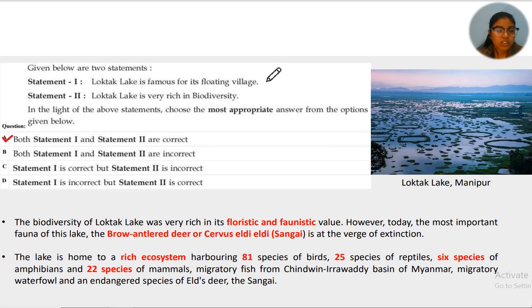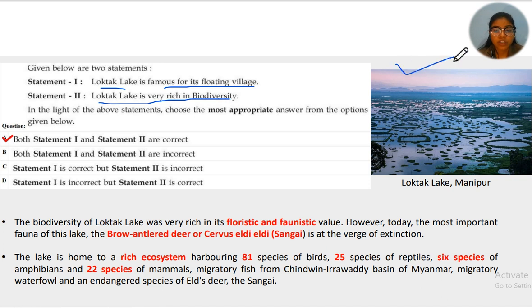Now coming to the next question. This is a statement-based question and you have to select which statement is correct, or both statements are correct, or both statements are wrong, or one is correct and the other one is wrong. Now let's look at what is stated in the statements. Statement 1 says Loktak Lake is famous for its floating village. And the second statement says that Loktak Lake is very rich in biodiversity.